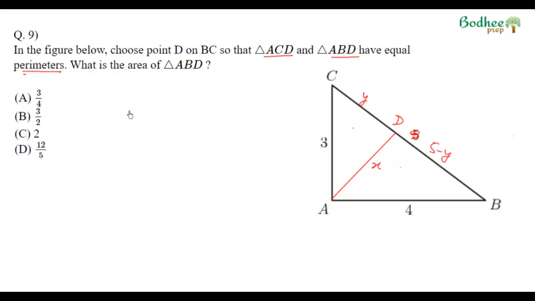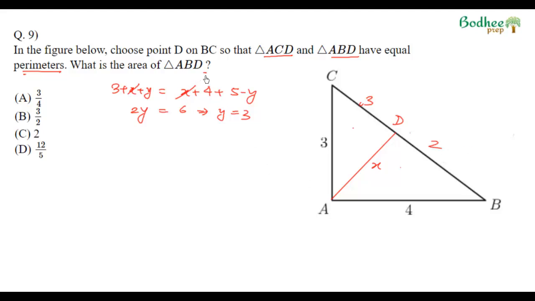Now, since the perimeters are equal, the perimeter of this triangle would be 3 plus X plus Y, and here the perimeter would be X plus 4 plus 5 minus Y. Clearly X will get cancelled out, so we get 2Y equal to 6, or Y equal to 3. Let us substitute it here. So we'll get 3 in place of Y, and this will be 2. Here it is 3 and here it is 2.